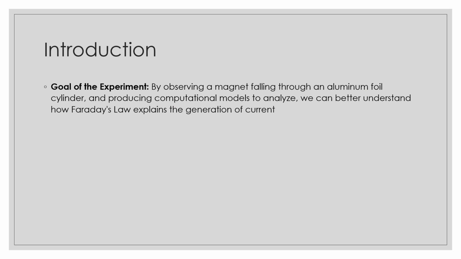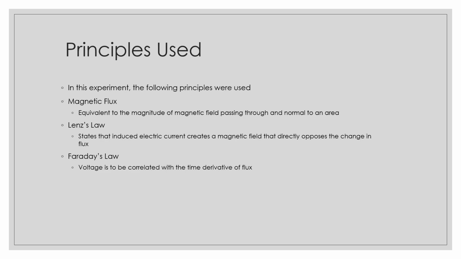Alright, the introduction. So the goal of this experiment is to observe a magnet falling through a cylindrical tube of aluminum foil. And using computational models that we produce, we can better understand how Faraday's law explains the generation of current. A few principles are used in this experiment, main ones being shown here.